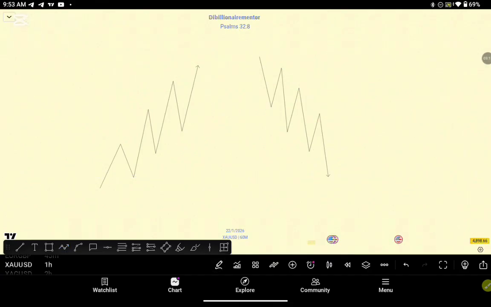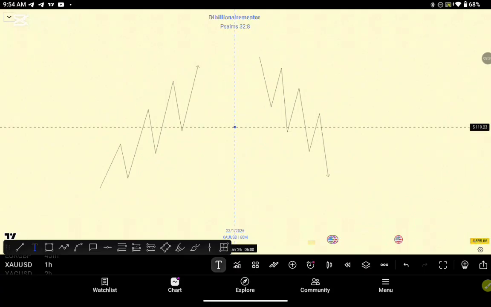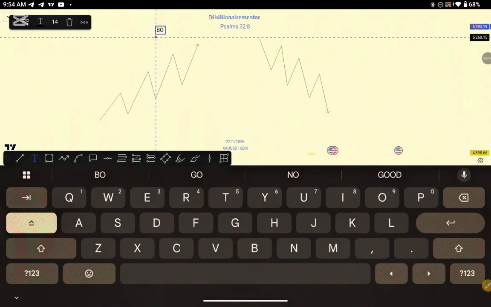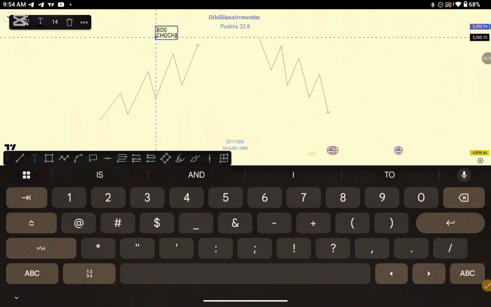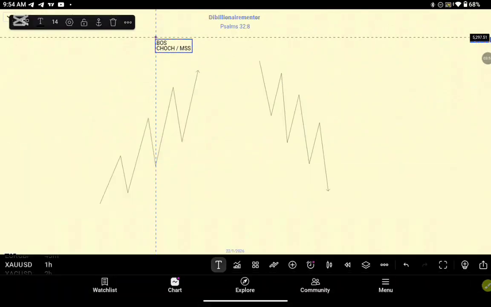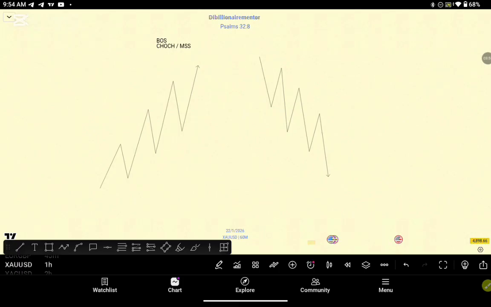So to confirm a trend, we use the break of structure and change of character. This is BOS, which is break of structure. Then we have CHOCH, which is change of character. Or you might see some people use the term MSS, which is market structure shift. You could either use change of character or market structure shift.